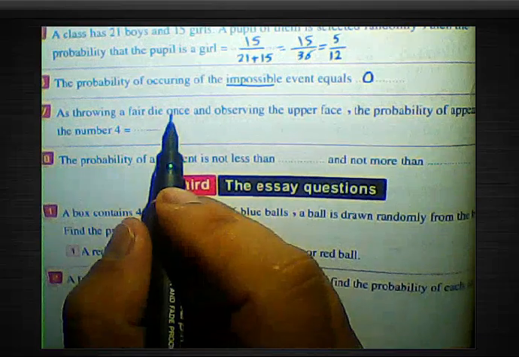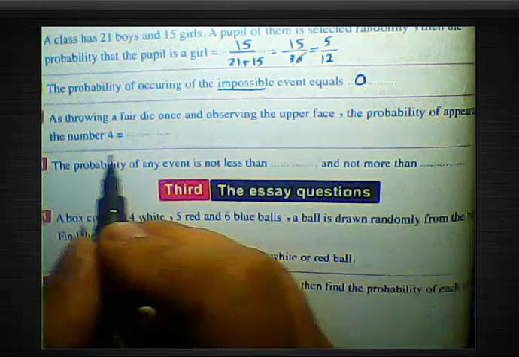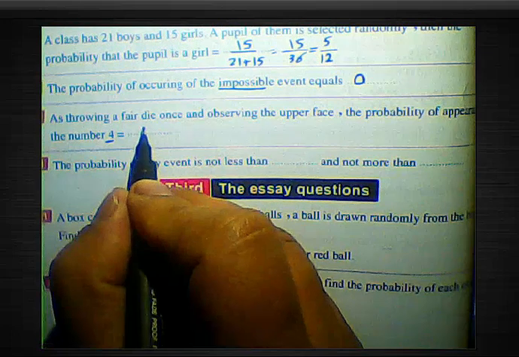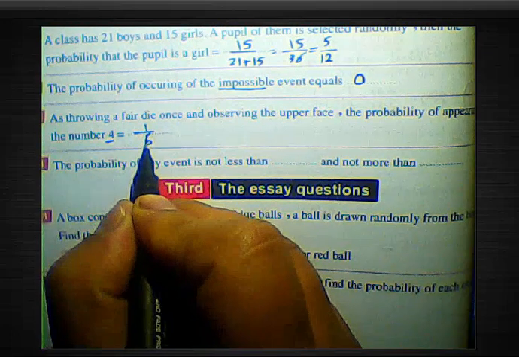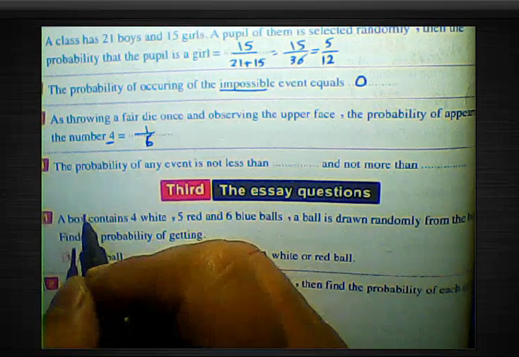I throw a fair die once and observe the upper face. The probability of the appearance of number 4 will be 1/6. The result will be 1/6. We have only one number from 6 numbers.